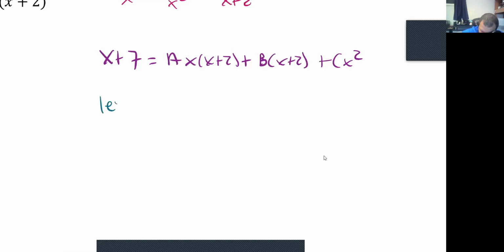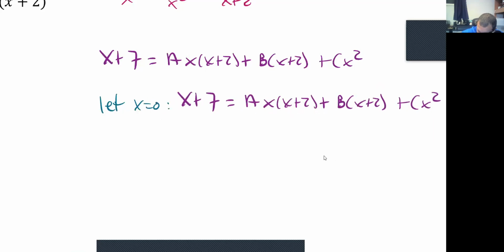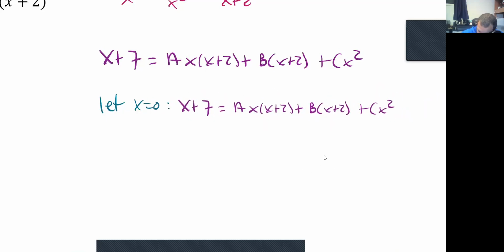So if we let x equal 0, we're going to get 7 equals, this thing is gone, this thing is gone, so we're going to get 2b. So we get b equals 7 over 2.